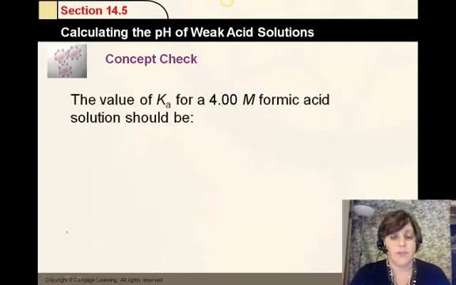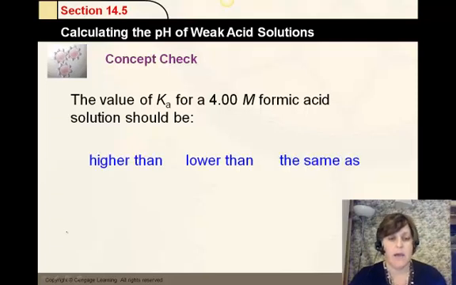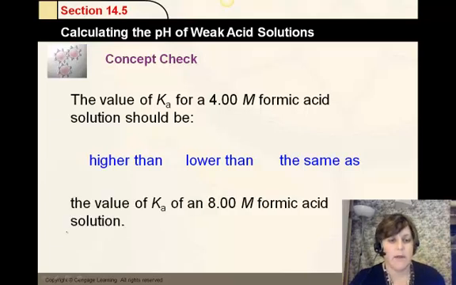Let's look at this question, also about formic acid. Here's a question that says the value of Ka for a 4 molar formic acid solution should be higher than, lower than, or the same as the previous one, the value of Ka for the 8 molar. On the 8 molar one, we got the Ka value. What about a 4 molar solution? Should it be higher, lower, or the same?